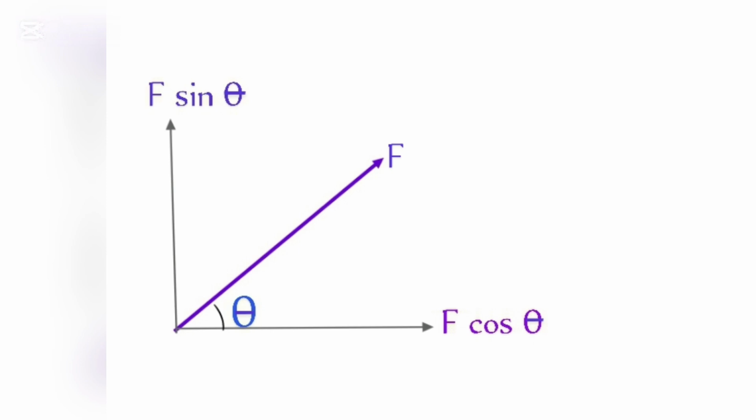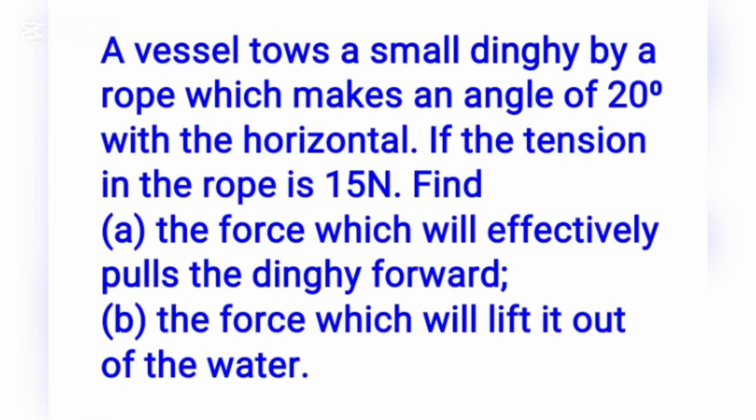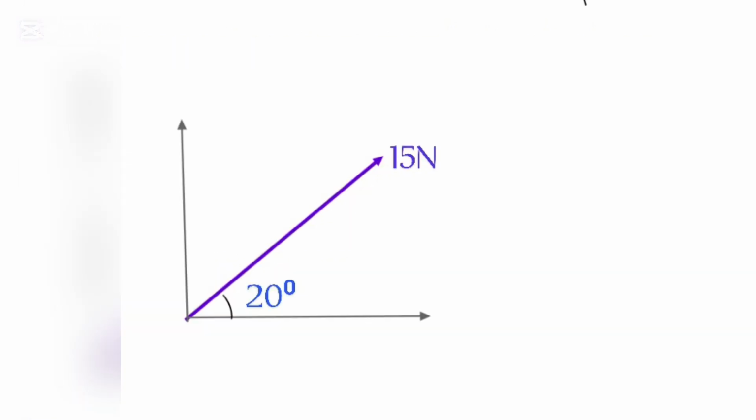Now, let's take an example. A motor vessel tows a small dinghy by a rope, which makes an angle of 20 degrees with the horizontal. If the tension in the rope is 15 Newton, find A, the force which will effectively pull the dinghy forward. B, the force which will lift it out of the water. Dinghy is a ship's smallest boat. As a rule, questions of this type may be solved either by scale drawing or calculation. We will take both. Let's take scale drawing.